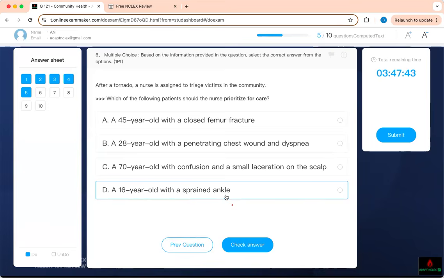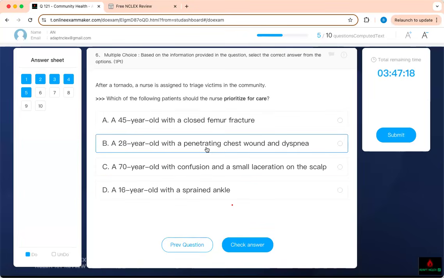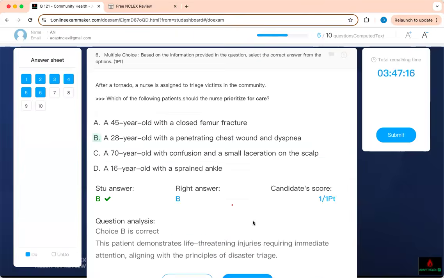A 45-year-old with a closed femur fracture is bad. A 28-year-old with a penetrating chest wound and dyspnea, airway problem. A 70-year-old with confusion, small laceration, neurological problem. A 16-year-old with a sprained ankle. Don't worry about it. Orthopedic problem. So yeah, small laceration to his head, he's confused, he's in shock, anything like that. But if you have a penetrating wound to your chest and you have dyspnea, probably you have pneumothorax. This will kill you first.